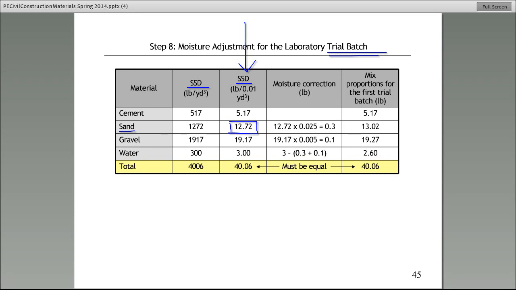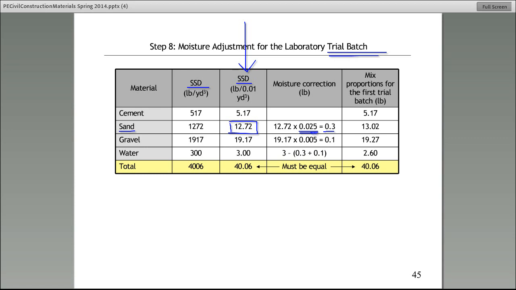The 2.5%, that's in terms of percentage, but that's going to be 0.025. All right? So 2.5% is equal to 0.025. So multiply 0.025 by 12.72, and that gives me 0.3. This 0.3 is the moisture correction. So to correct the amount of sand, what I need to do is add the 0.3 to the 12.72.